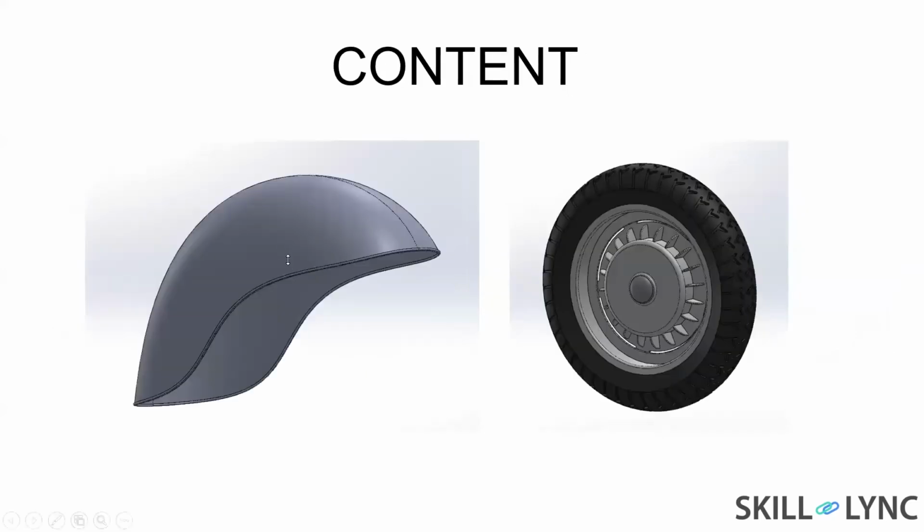This is the fender and this is the wheel. For the fender, I have used the surface modeling tools, and for the wheels, I have gone fully with solid modeling tools like revolve, extrude, some ribs, and circular patterns, etc.